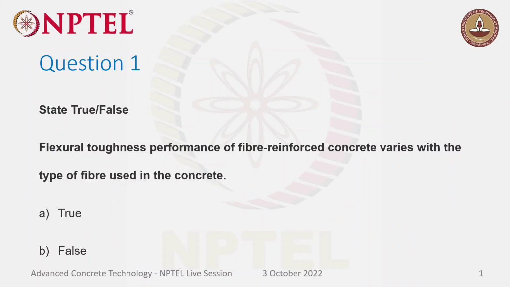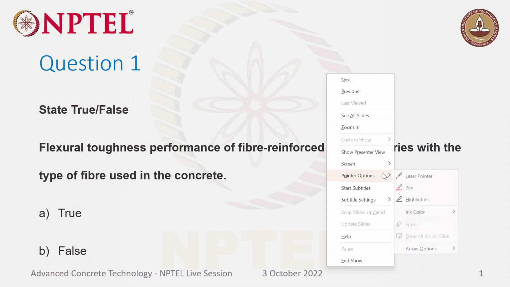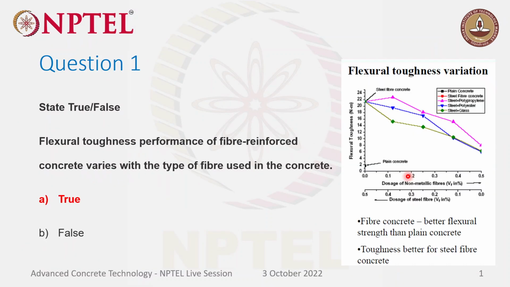So since you all know, let's skip the explanation. Let me read it out as fast as possible. Here this particular graph shows the flexural toughness variation with the type of fibers used. This black one is nothing but the plain concrete.